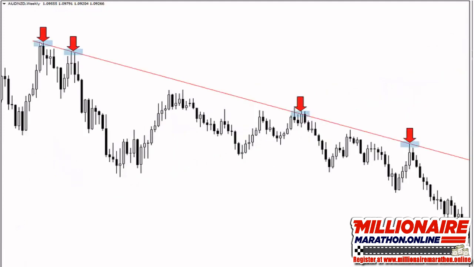Now, on a downtrend, you're going to do another diagonal line. You get a resistance here, you win. You get it right here, you won again. You get it right here, you win again. You get it right here.